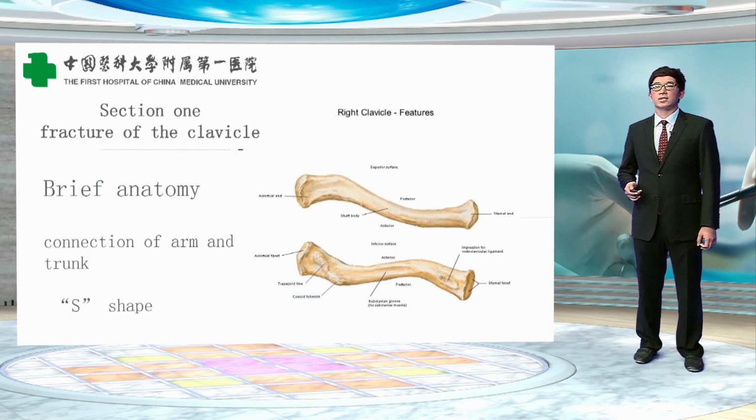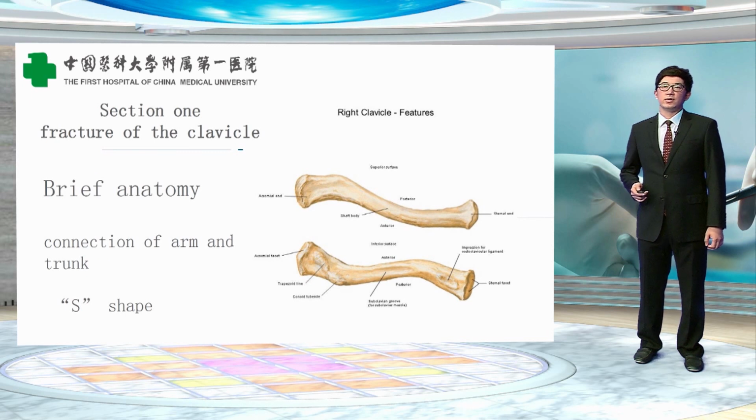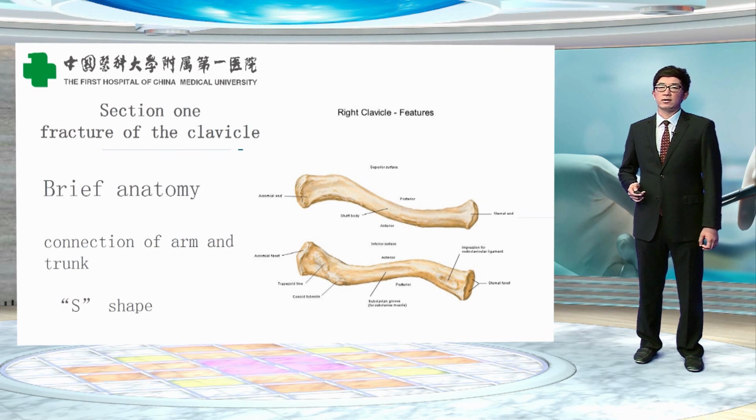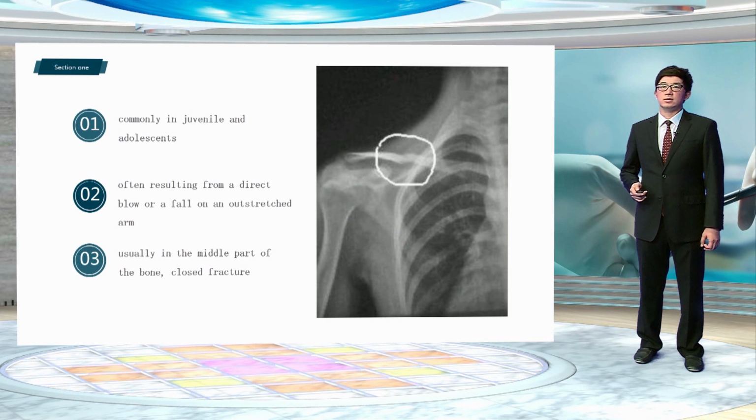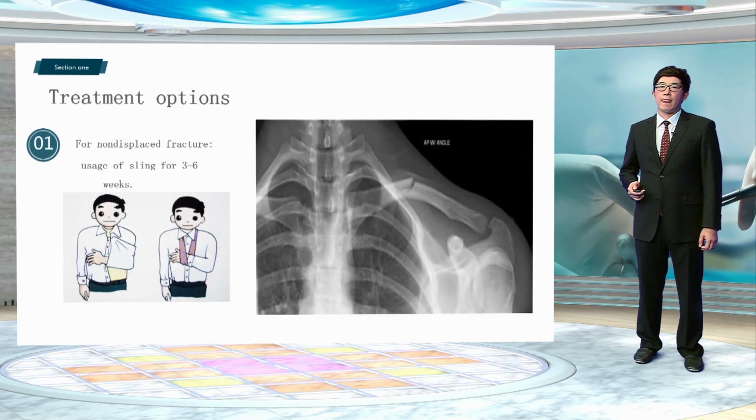Section 1 is the fracture of the clavicle. The brief anatomy: the clavicle is an S-shaped bone connecting the arm and trunk. It commonly happens in juvenile and adolescence, often resulting from a direct blow or a fall on an outstretched arm, and usually in the middle part of the bone, as a closed fracture.